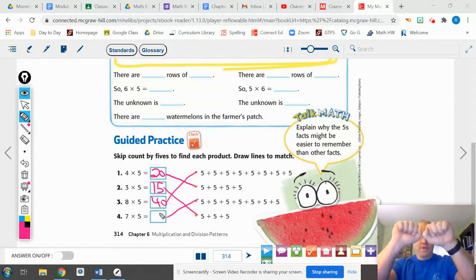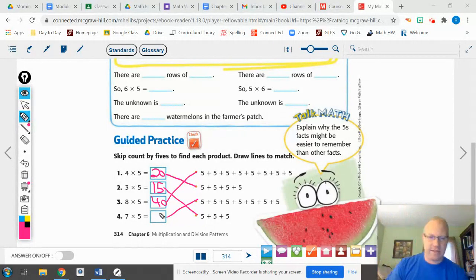All right, so let's count them. 5, 10, 15, 20, 25, 30, 35. So 7 times 5 is 35. Write it down. There you go. All right, I'm going to delete this. If you need it, pause it. And we're moving on.